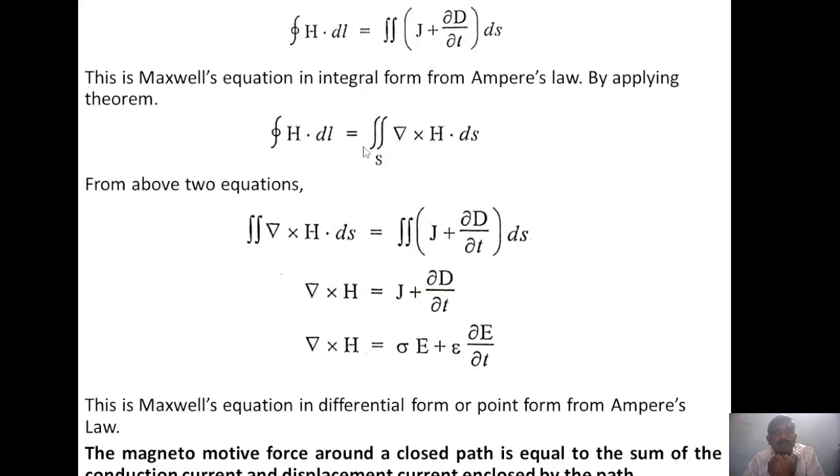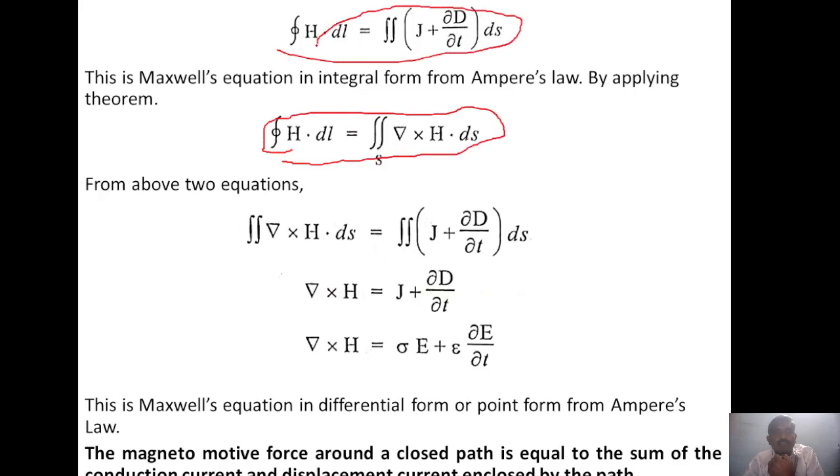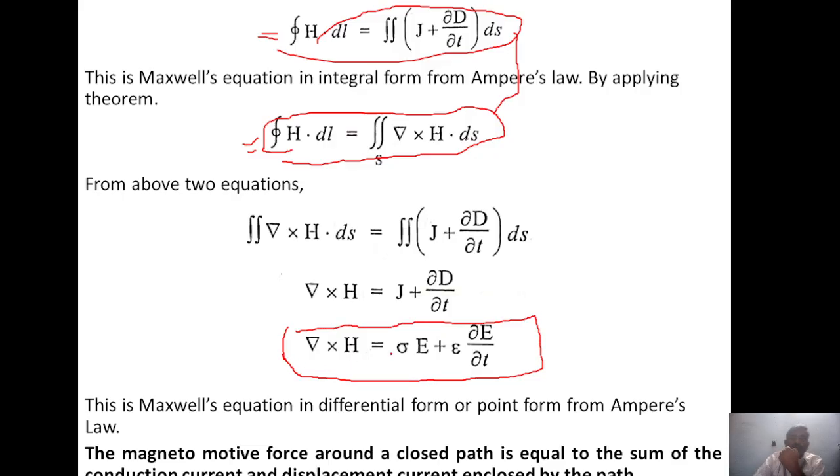So from comparing these two equations, we can write the double integral of del cross H into ds. The left hand side of both equations is equal, so make the right hand side also equal. Therefore del cross H is equal to J plus dou D by dou t. So finally we can write J is equal to sigma into E, and D is equal to epsilon into E, so dou D by dou t is equal to epsilon into dou E by dou t. So this is the point form of Maxwell's equation. This is the integral form of Maxwell's equation from Ampere's circuit law.